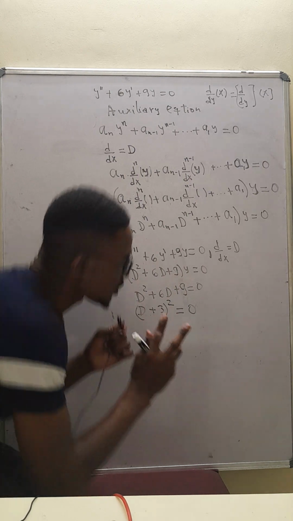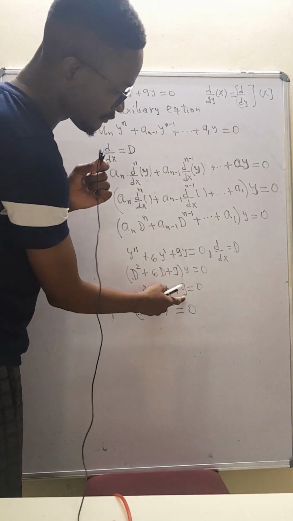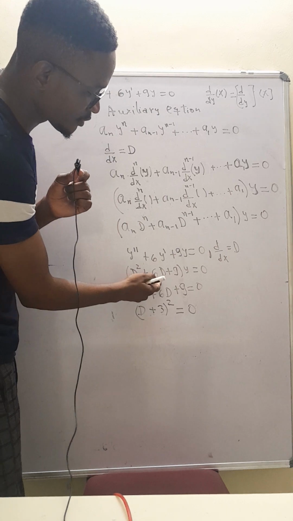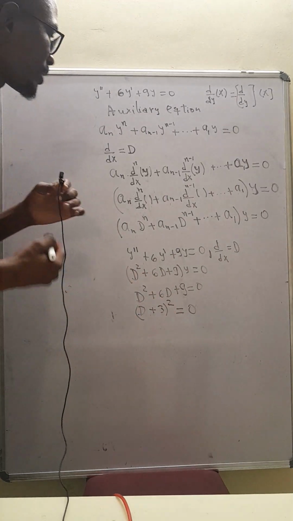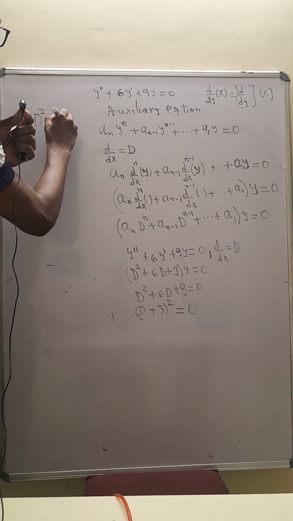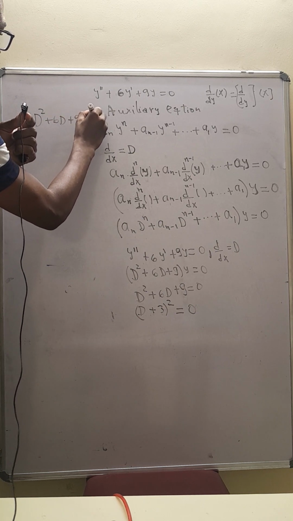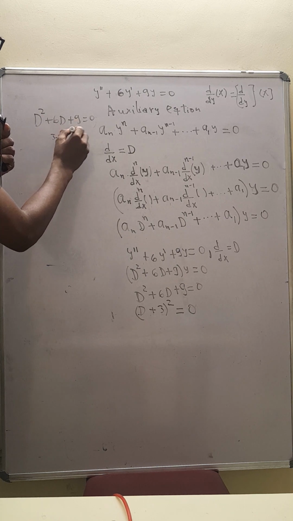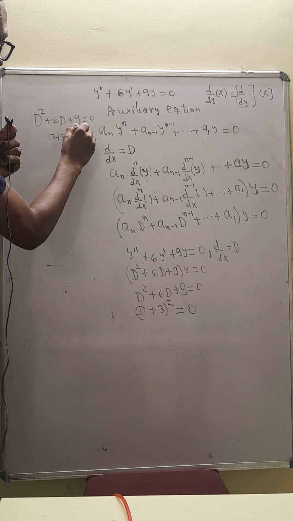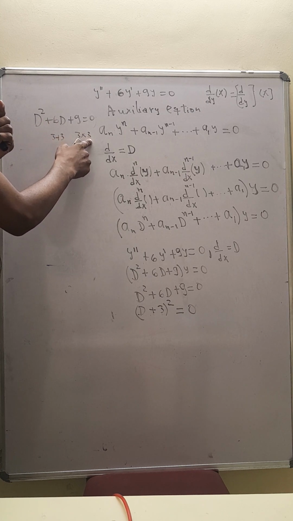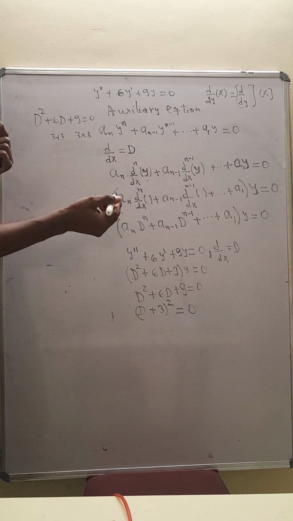Just imagine two numbers that you can multiply to give you 9, and you can add them, sum them, to give you 6. This is 3. Because when I have D squared plus 6D plus 9 equal to 0, just imagine two numbers that you can add to give you 6, and multiply to give you 9. So 3 plus 3 is 6, 3 times 3 is 9, and that's done.